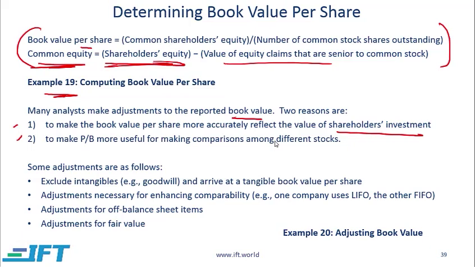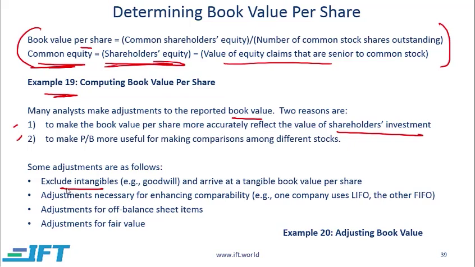So if different companies are making different assumptions about capitalizing versus expensing, then obviously you have to make some adjustments before you compare. So what are some of those adjustments? A, you could exclude intangibles.